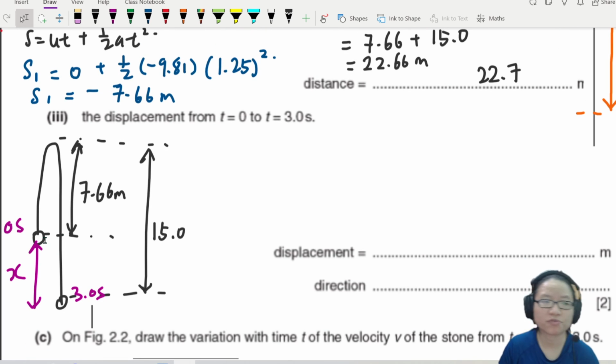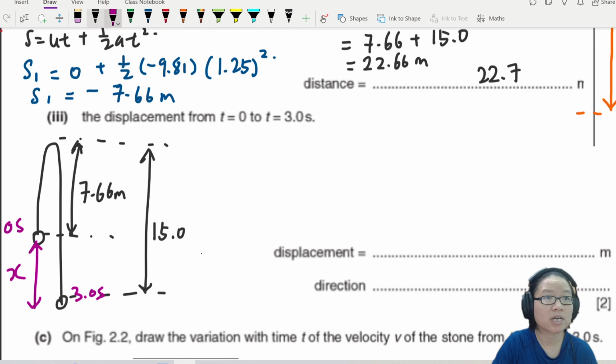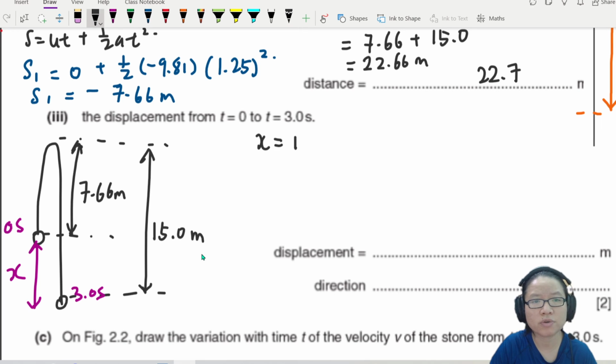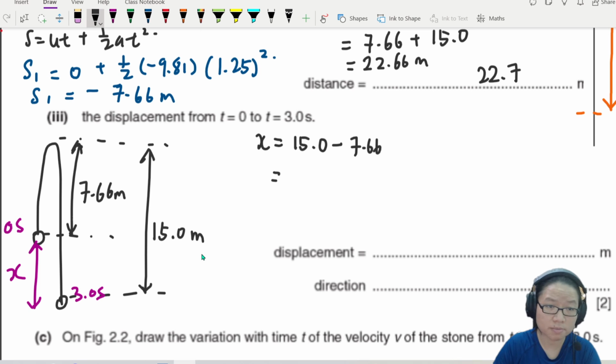So if you refer to the diagram just now, you go up, S1 is 7.66, S1 plus S2 is 15.0. So what to do to find the displacement? x will be equal to 15.0 minus 7.66. This one actually is pretty good. It tests whether you understand the idea of displacement or not. So you can keep your answer this way, 7.34 meter, or 7.3 meter, 7.4 meter.